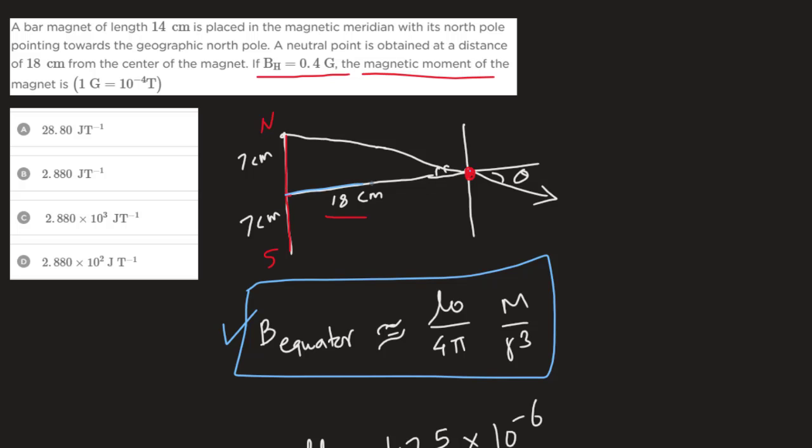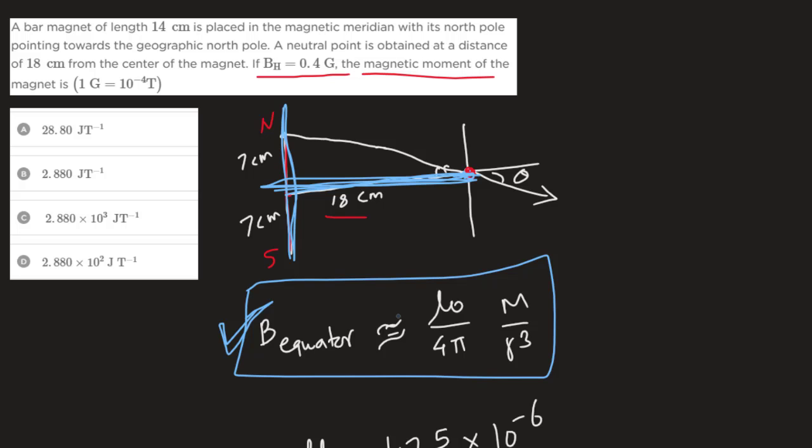This is the point on the equator because this will become the axis. Vertically it will become the axis, and this will become the equator. So if you want to find out the magnetic field on a point that is on the equator, then we have got this formula, and this formula gives the approximate value of the magnetic field. It doesn't give the accurate value, because it doesn't consider the length of the magnet. That's why it gives the approximate value.